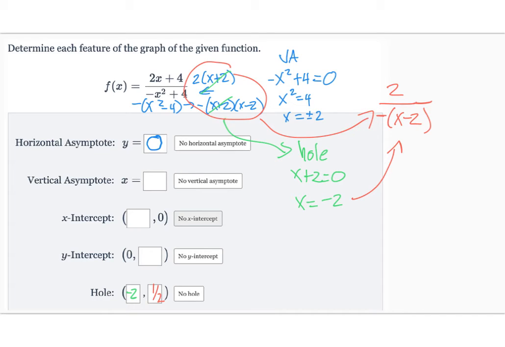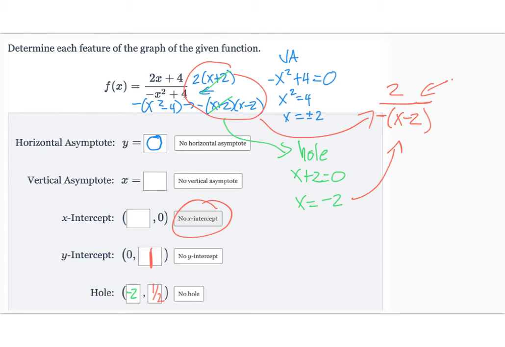All right, x-intercepts. Well, now we have no way to make the top 0. So there are none. And then y-intercepts, I'm going to plug 0 in for x. We end up with 2 over 2. That gives us 1 as our y-intercept.